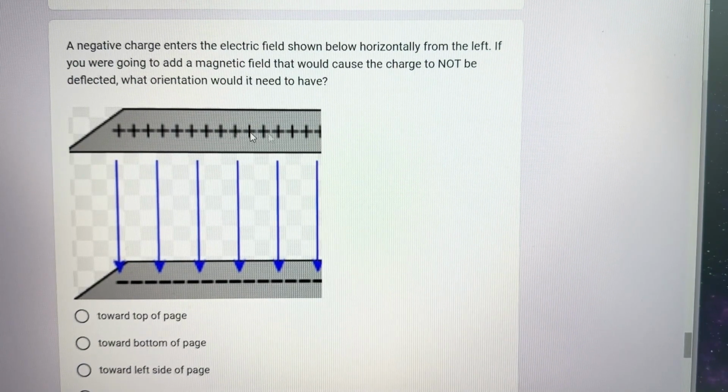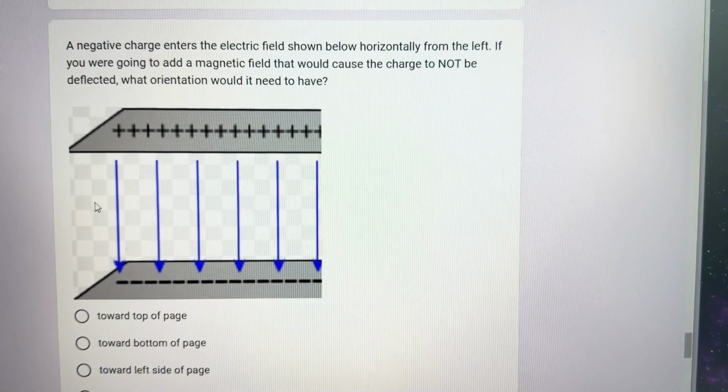Okay, so we've got an electric field here. A negative charge is definitely going to be deflected if it enters this field, right? I mean, a negative is going to be attracted upwards to this positive plate. It's going to be repelled by this negative plate. Or we could even just say, we know that electric field direction is defined as the direction in which a positive test charge would feel a force.